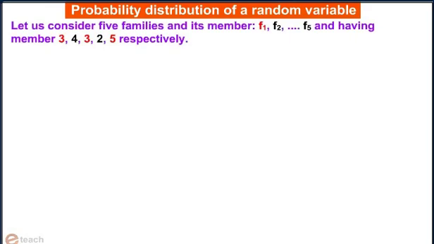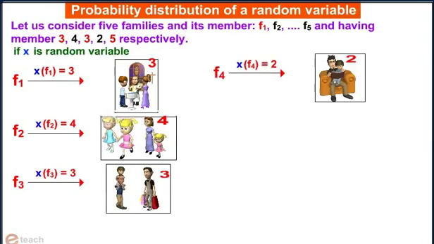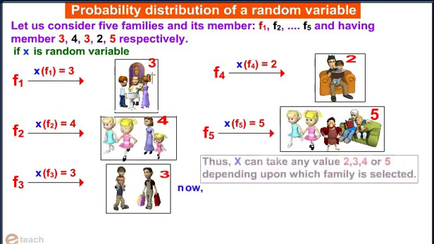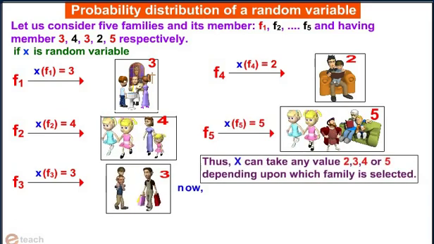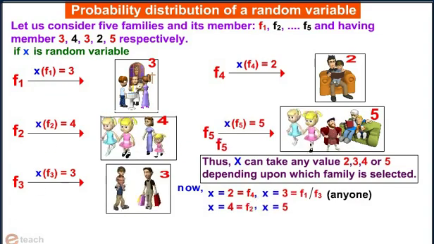Probability distribution of a random variable. Let us consider 5 families, F1, F2 up to F5, having members 3, 4, 3, 2 and 5 respectively, as you can see. Thus, X can take any value 2, 3, 4 or 5 depending upon which family is selected. Now, X equals 2 for F4, X equals 4 for F2, X equals 3 for F1 or F3 and X equals 5 for F5.